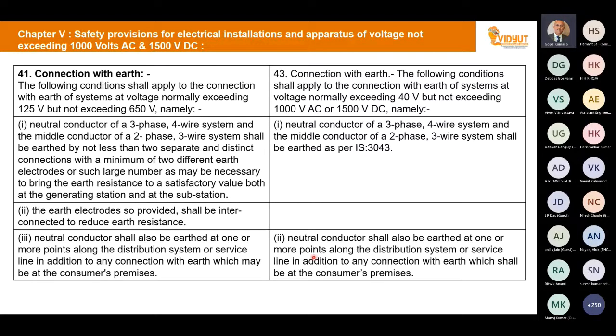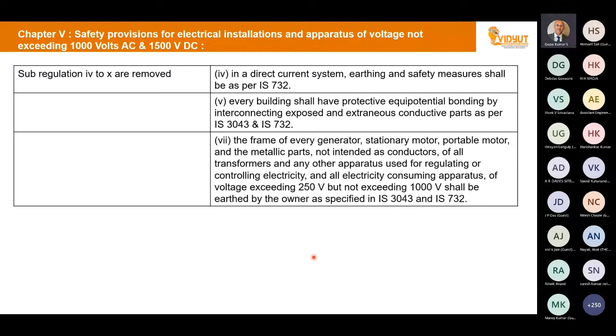Similarly, the other major changes: so many sub-regulations are removed in this particular case. In a DC case, you should do as per IS 732. Every building, please look at regulation number 5. Every building shall have protective equipotential bonding by interconnecting exposed and extraneous conductive parts as per IS 732 and IS 3043. I would say this is one of the most important changes in the regulation.